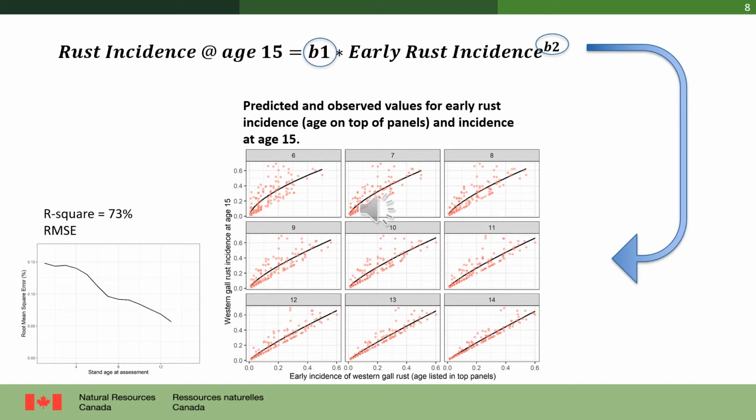It is clear that when the survey is performed at a very early age, say for example, age 6, which you see in the top left panel, the relationship between early rust incidence and incidence at age 15 is not as strong as, say, when the survey was conducted at age 14, which you see in the bottom right panel. However, the model performed well and gave an overall R-square of 73%. The small insert figure on the bottom left simply shows how the root mean square error improves as the stand age at assessment approaches 15 years.